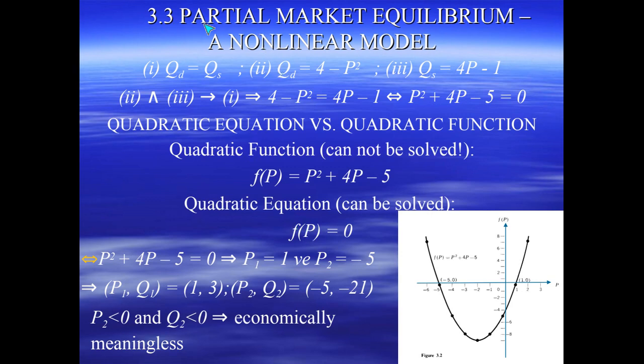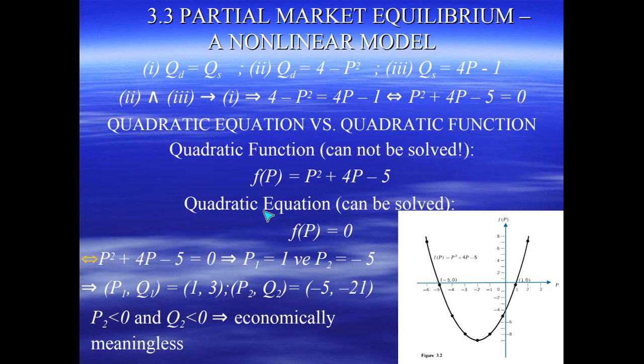All right. So here we are at 3-3, partial market equilibrium, a nonlinear model. Here we have 14 slides actually, so we will finish also the 3-3. We will come up to the end of 3-3, and we will solve the exercises and then control them from the solution book I gave you.